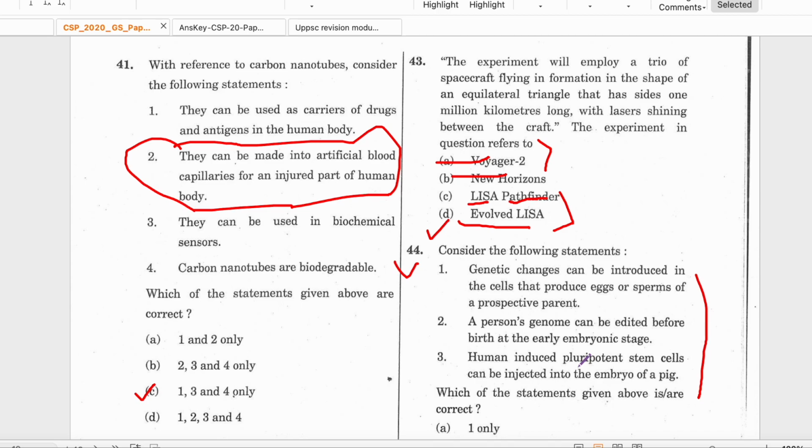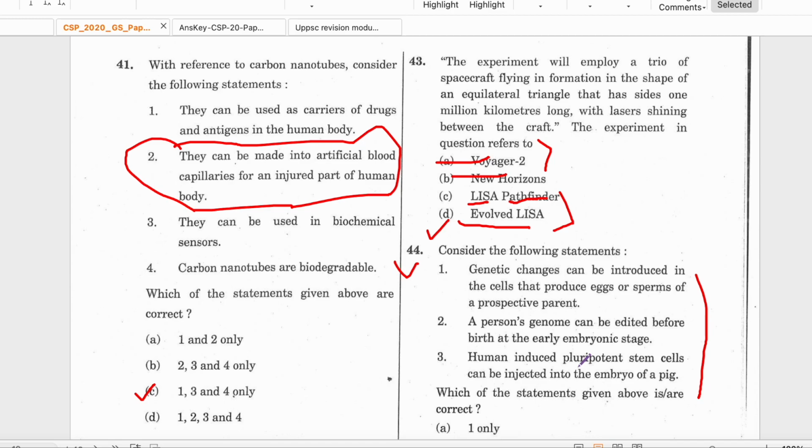Question number 41. With reference to carbon nanotubes, consider the following statements. They can be used as carrier of drugs and antigens in the human body. Yes, it's possible. Second, they can be made into artificial blood capillaries for an injured part of the human body. This is a far-fetched thing, they are saying blood capillaries can be made and fitted into the injured part of the human body, and such far-fetched things are usually wrong.